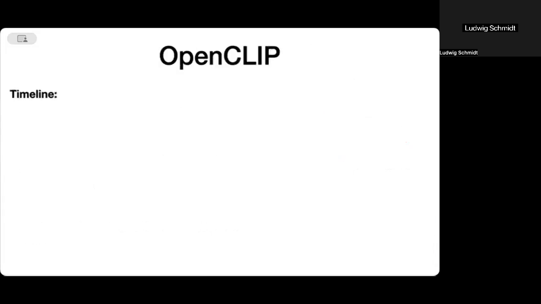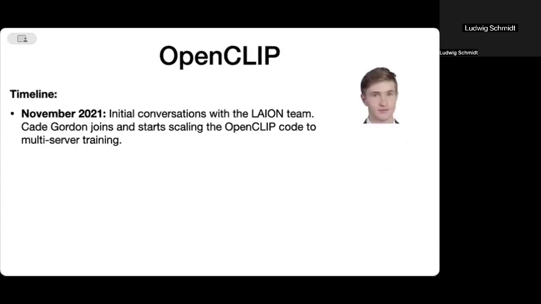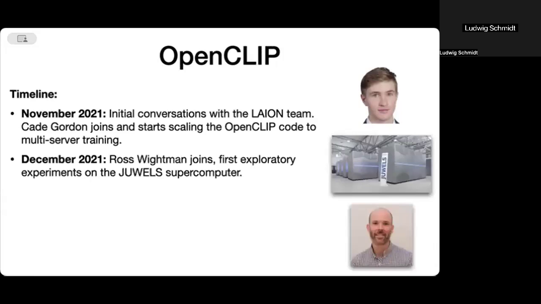So one important team member who joined soon thereafter is Kate. Kate, at the time, had just started his undergrad at UC Berkeley. He's also fantastic. And he helped us scale OpenCLIP from single node training to multi-server training. And then Ross Wightman also joined, who's also a big contributor in open source computer vision. And we did the first exploratory experiments, now at a larger scale, on the Joule supercomputer.